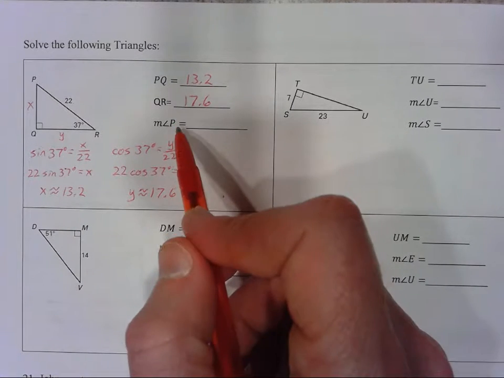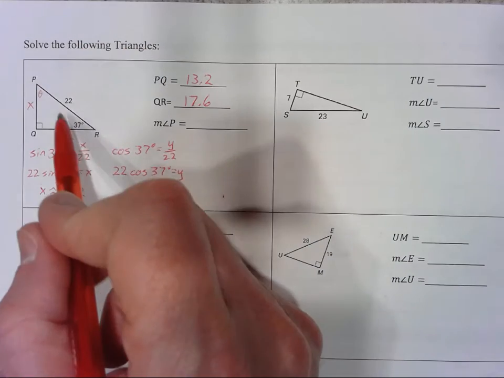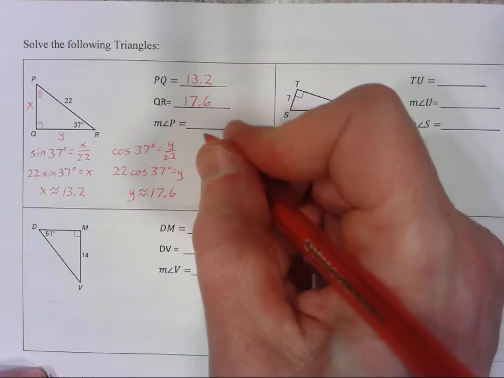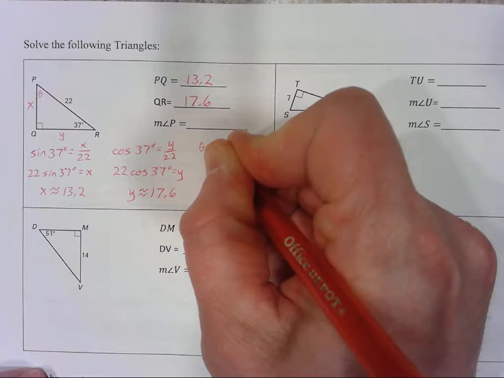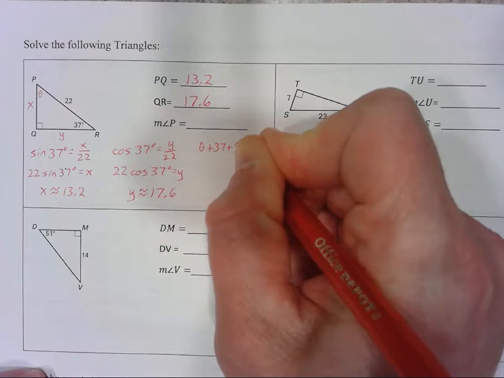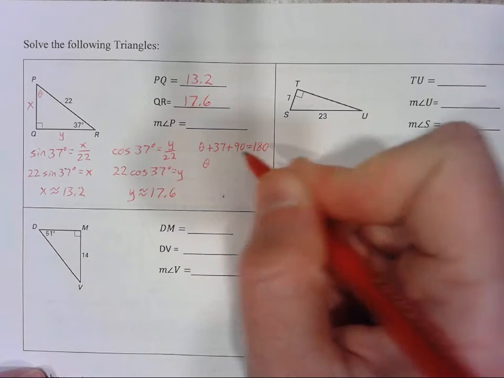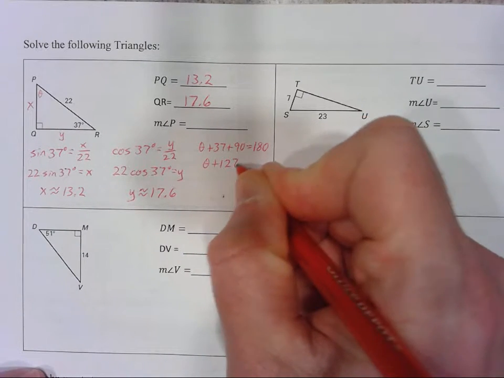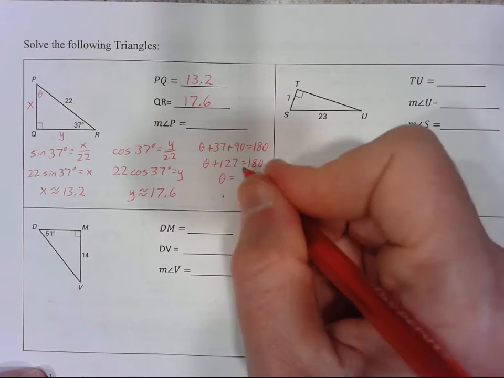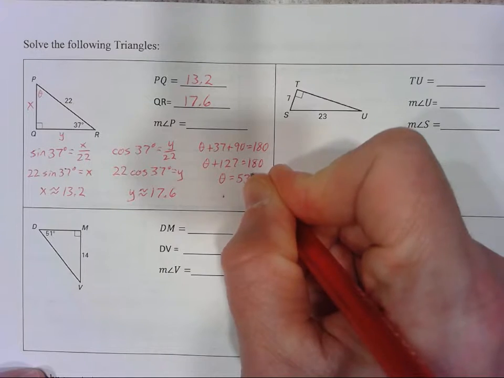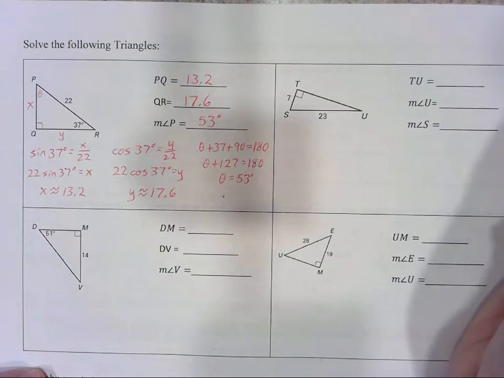Measure of angle P, the unknown angle here, these three angles have to add up to 180. So we could say theta plus 37 plus 90 needs to equal 180. 37 plus 90 is 127. So when you subtract that from 180, the missing angle is 53 degrees. So the measure of angle P is 53 degrees.